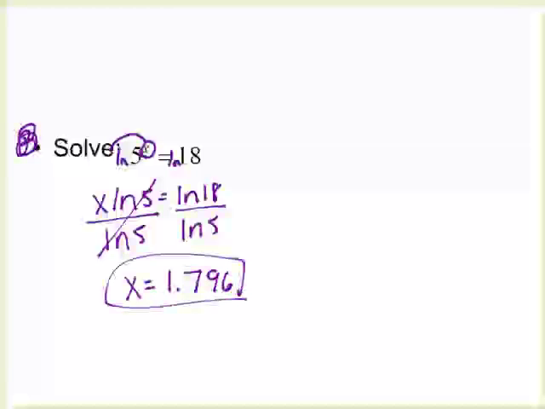1.796. So about 1.8, which if we check whether or not that answer makes sense, 5 to the first would give us 5. 5 squared would give us 25, and 18 is between there, so we should expect our answer to be between 1 and 2.